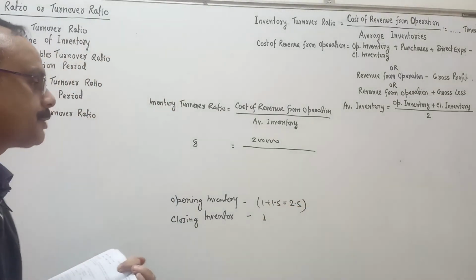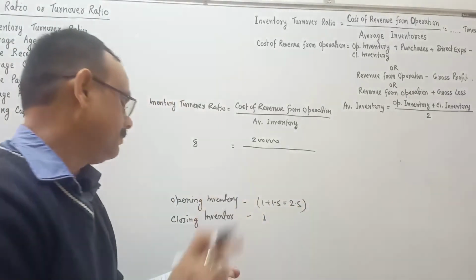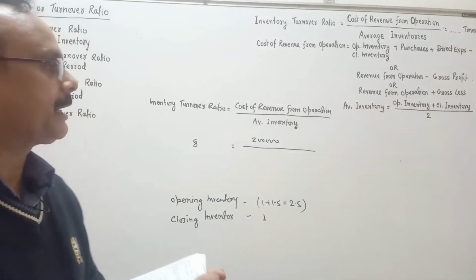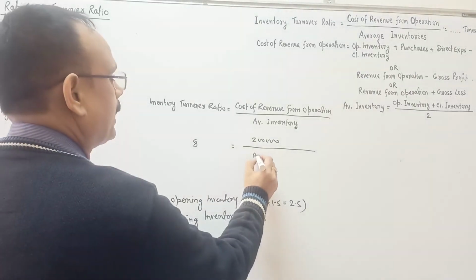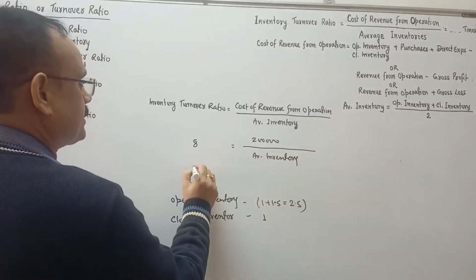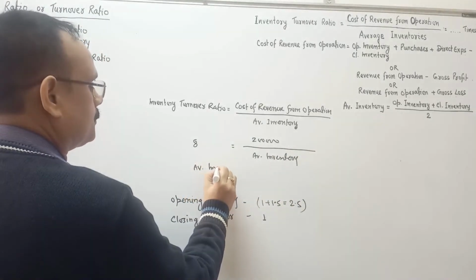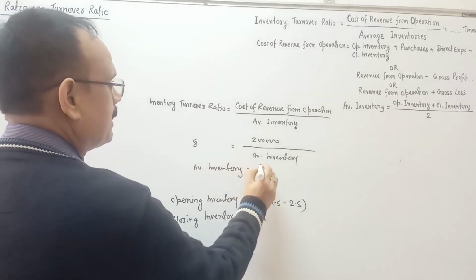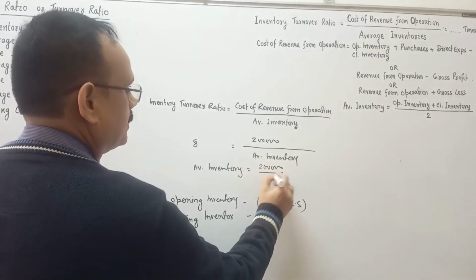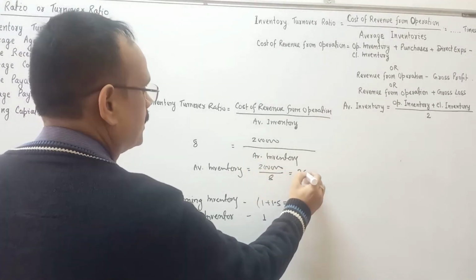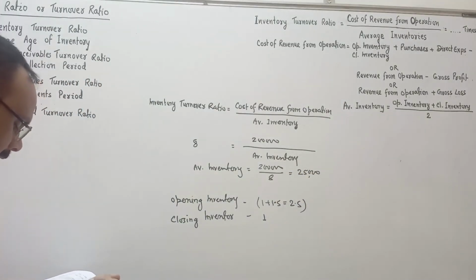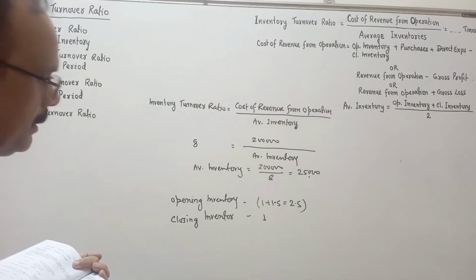Inventory at the opening is 2.5, inventory at the closing is 1. Calculate the value of opening inventory and closing inventory. So here you calculate the average inventory. Average inventory is equal to 2 lakhs upon 8. So it is 25,000 is the average inventory.